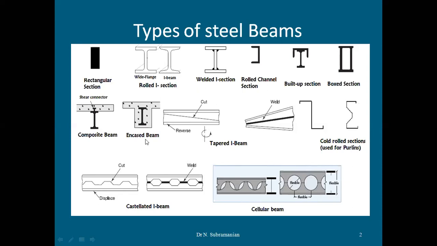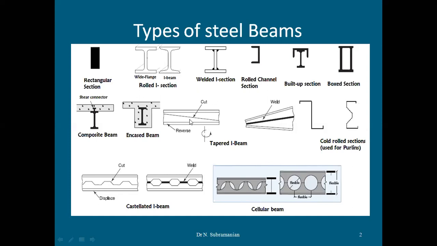Okay, and you can even have encased beams like this. Instead of providing reinforcement in the concrete beam, you can provide an I section straight away. This is how the encased beams are going to be used. Here the bottom plane is going to act as the tensile bending reinforcement, and the top compression plane is going to be active for compression bending. Okay, and you can see the tapered I beams also.